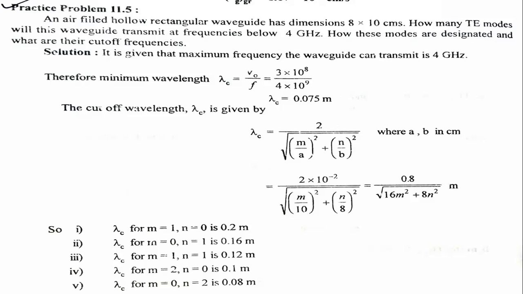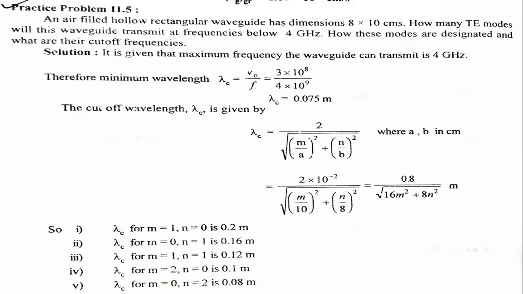At frequency below 4 gigahertz. How these modes are designated, and what are their cutoff frequency?